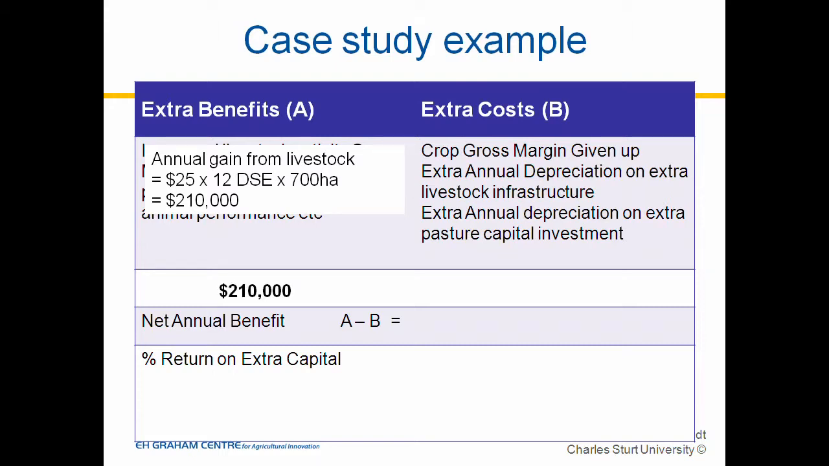So that gives us a total benefit of $210,000. We could include other things in there if you could value them, basically. So there might be some of these complementarity issues in terms of the rotation. On the extra cost side, what are our extra costs? Well, we actually lose crop revenue, or we lose our crop gross margin on 700 hectares.